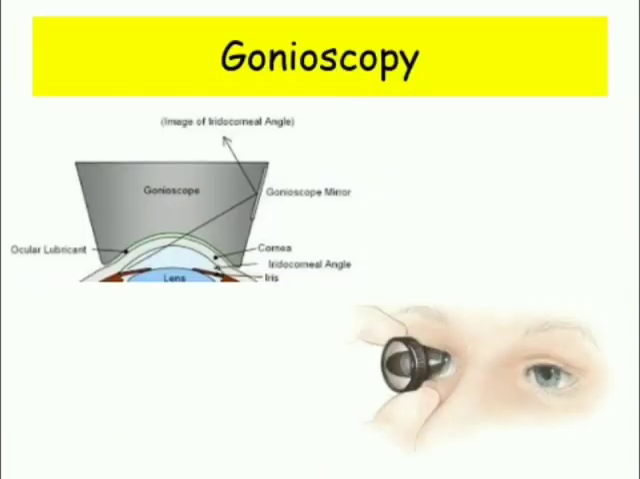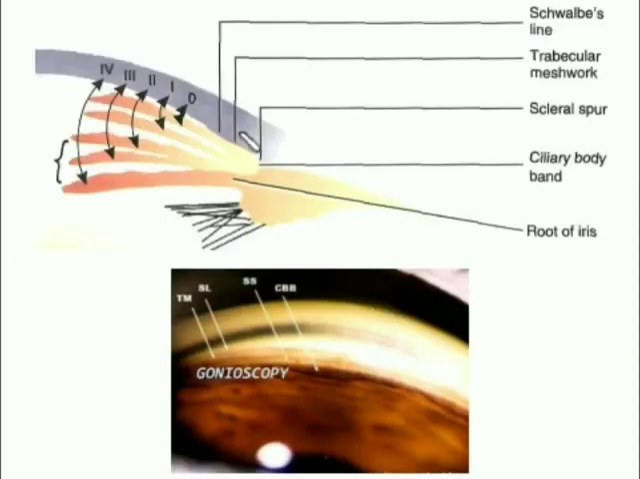Clinically, the angular structures can be visualized by an accessory device used with the help of a slit lamp, and that device is called a gonioscope. So the angular structures can be visualized by gonioscopic examination. Starting from posterior to anterior, the angular structures are namely the ciliary band, the scleral spur, the trabecular meshwork, and the Schwalbe's line. So this is how you remember the names from posterior to anterior.